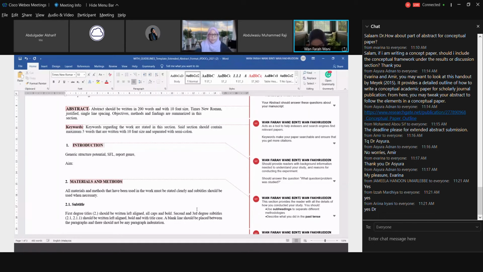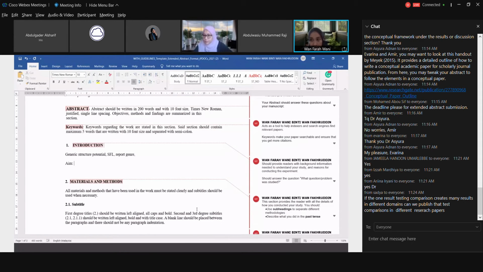Okay, so the aim is to, I want to see, okay, I see some questions there on the chat box. I will try to answer that, but at the same time, I'm trying to draft my extended abstract. What are the elements?